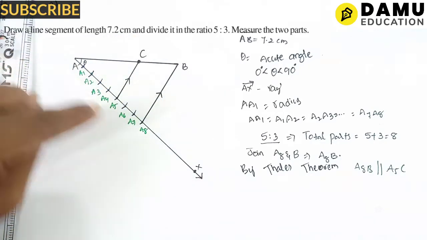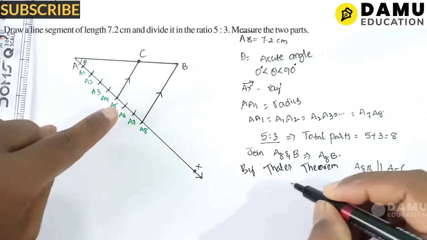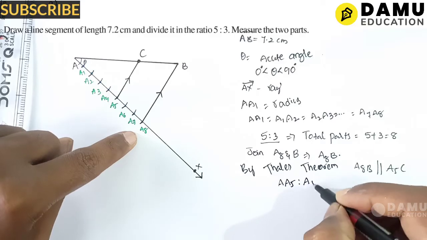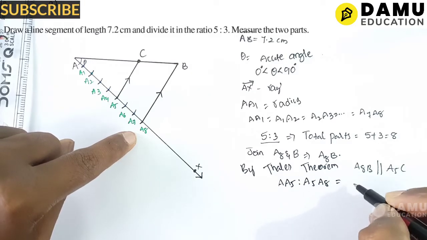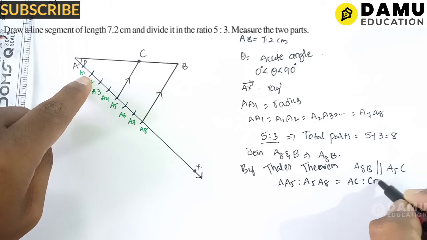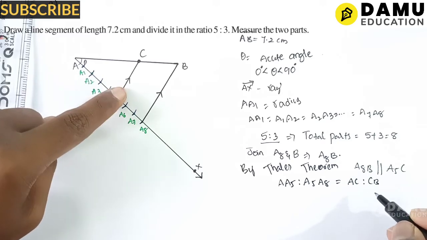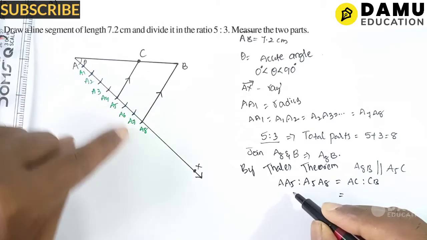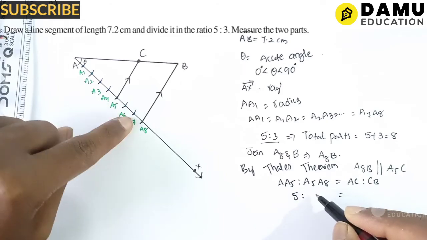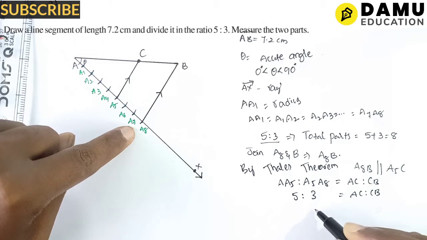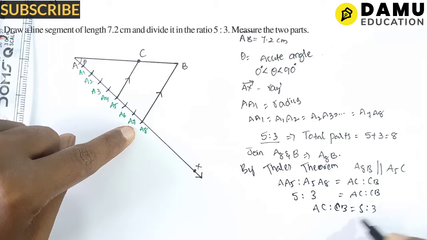Now by using Thales theorem, A5 is to A5A8 will be equal to AC is to CB. Here A5 is 5 parts and A5A8 is 3 parts. That is AC is to CB. Now you can write AC is to CB will be equal to 5 is to 3.